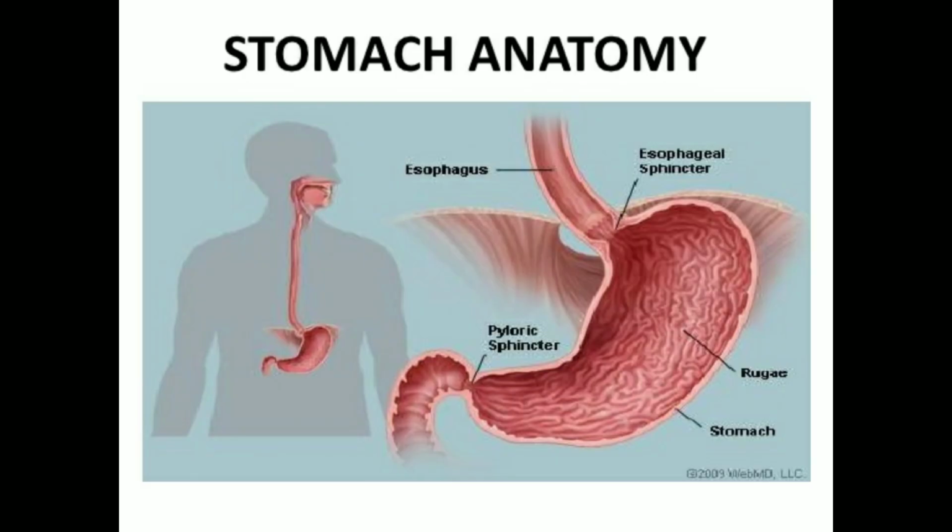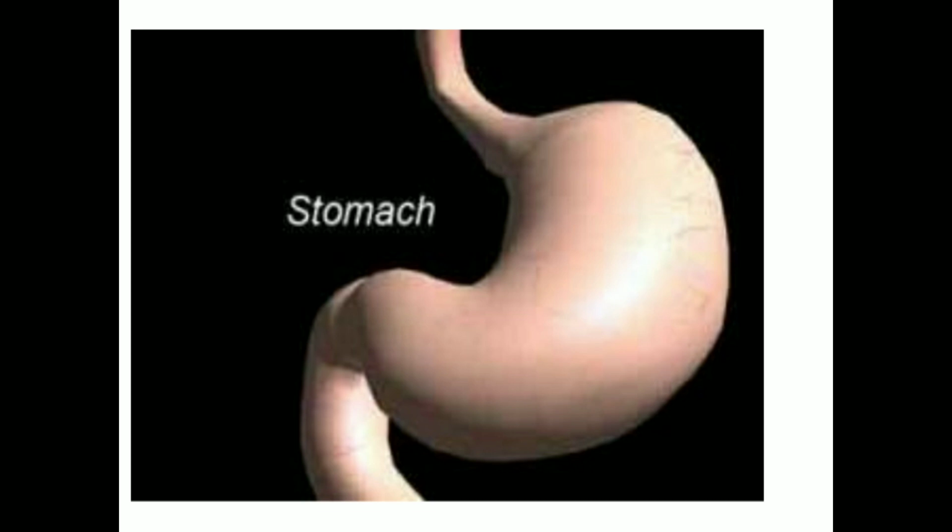Okay, so next we look into detail about the part of the GIT that is called the stomach. So we look into detail the parts of the stomach anatomy. What do you know about the stomach? The stomach is a muscular bag. You can see it is like a bag. It is like a muscular bag forming the widest and most distensible part of the digestive tube. You see, this is the widest part of the GIT.